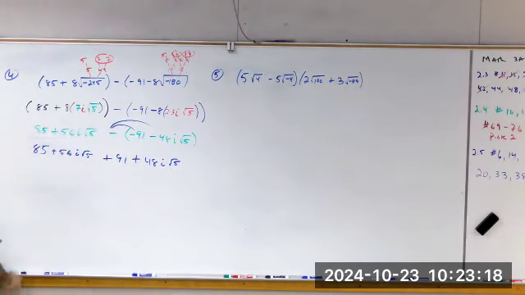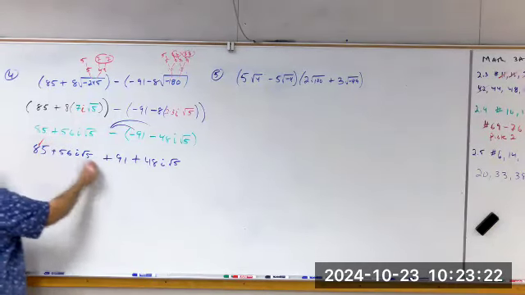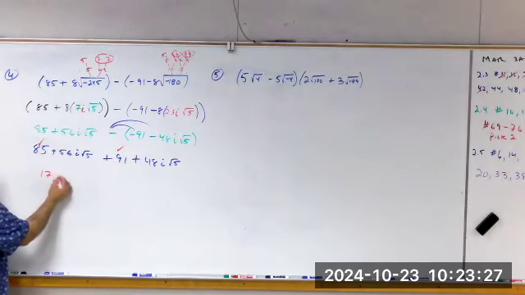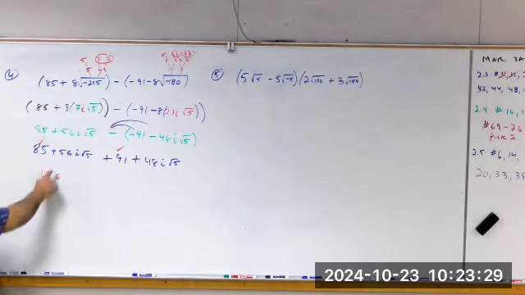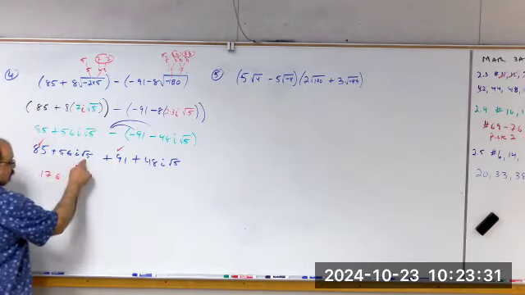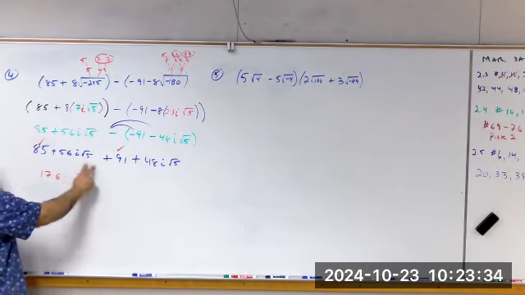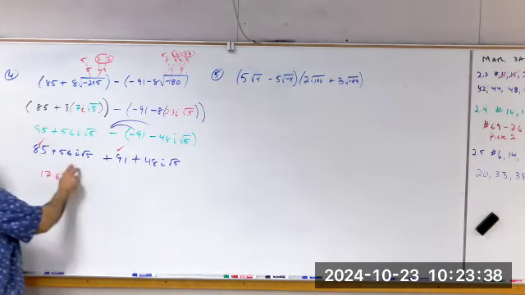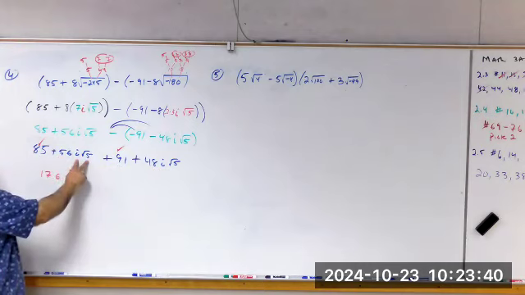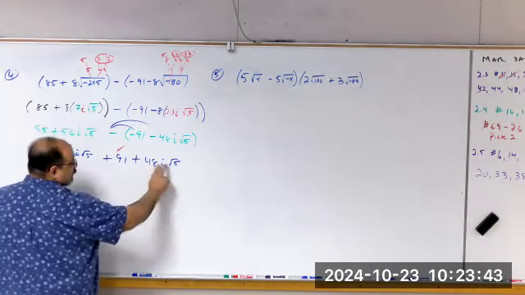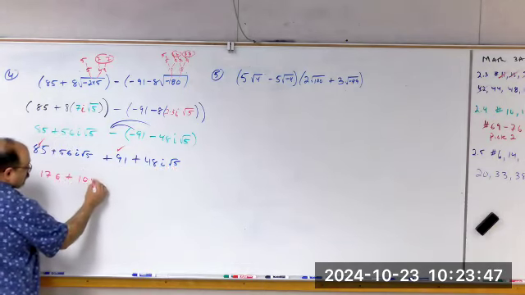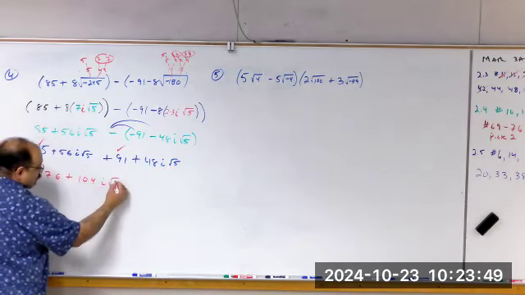Now we can add the like terms. 85 and a positive 91 is 176. This is a 56i square root 5, so I'm looking for another i square root 5. But yep, this is an i square root 5, so these are like radicals. These are like terms. So I have 56 of these i square root 5s, and then 48 of those i square root 5s. So that is 104 of those i square root 5s.